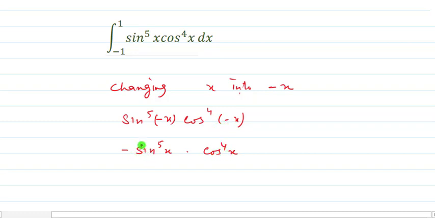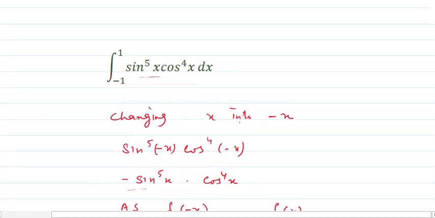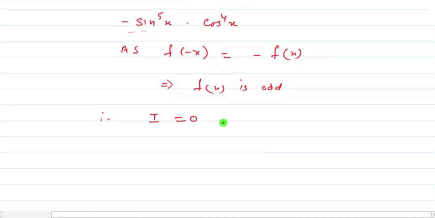So what are we getting? If this is f(x), then we are getting minus f(x). So clearly the function is odd. So we'll write here f(-x) is equal to -f(x), that implies f(x) is odd. So therefore the value of I is 0. So there is nothing to do. Clearly, directly we can write the result as 0.